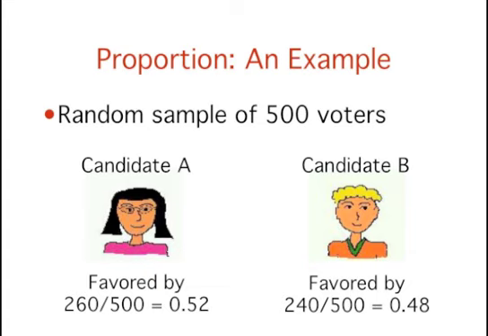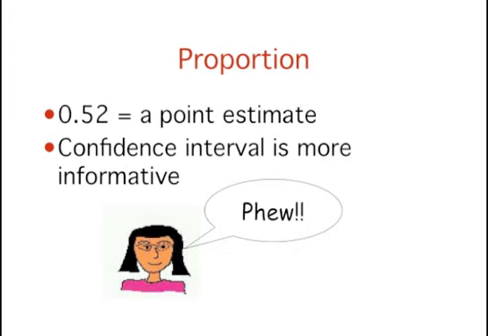In terms of proportions, 0.52 of the sample favors candidate A and 0.48 of the sample favors candidate B. Although it is informative to know this point estimate of the proportion, and reassuring for candidate A that more favored her than her opponent, we will learn a lot more if we compute a confidence interval on the proportion.